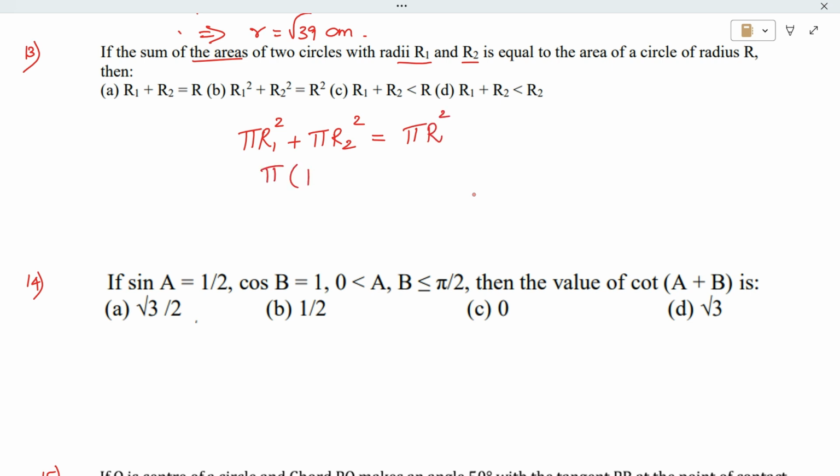So take pi commonly outside. So you will get pi times r1 square plus r2 square equal to pi r square. Pi and pi get cancelled on both sides. So r square is equal to r1 square plus r2 square, which is option B.